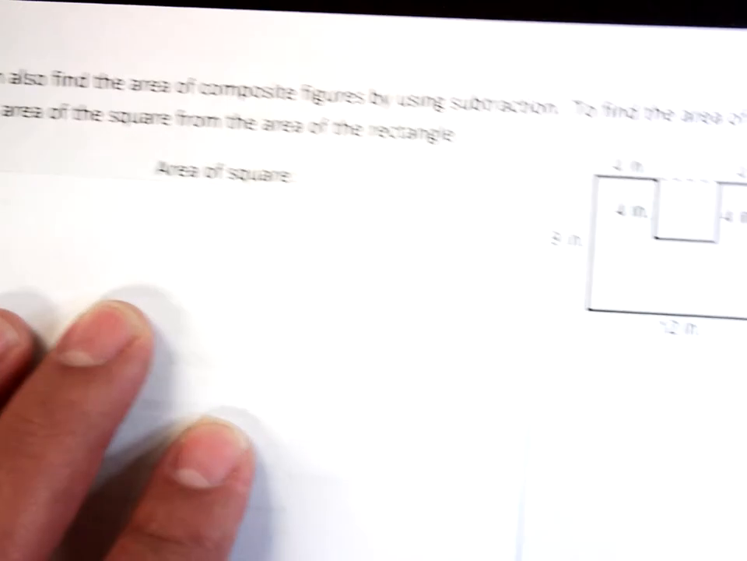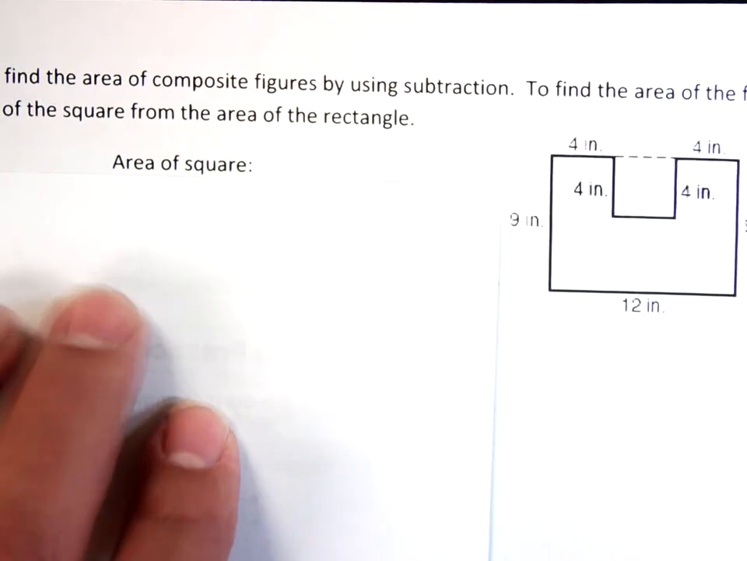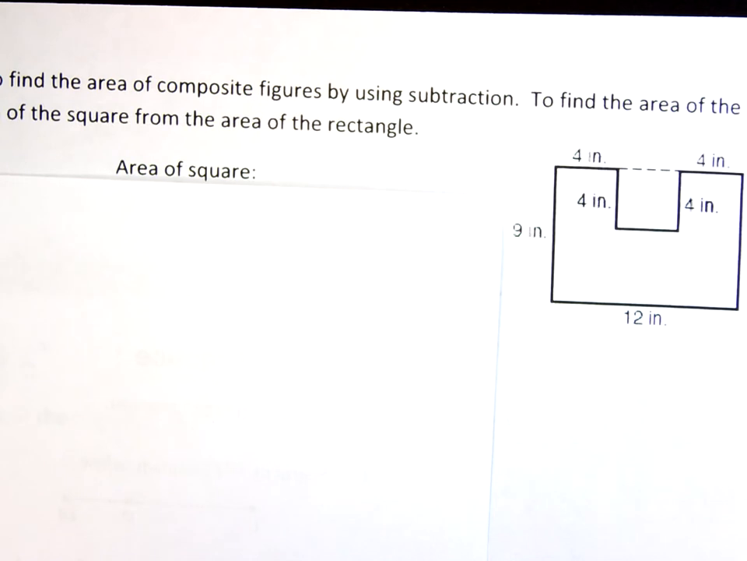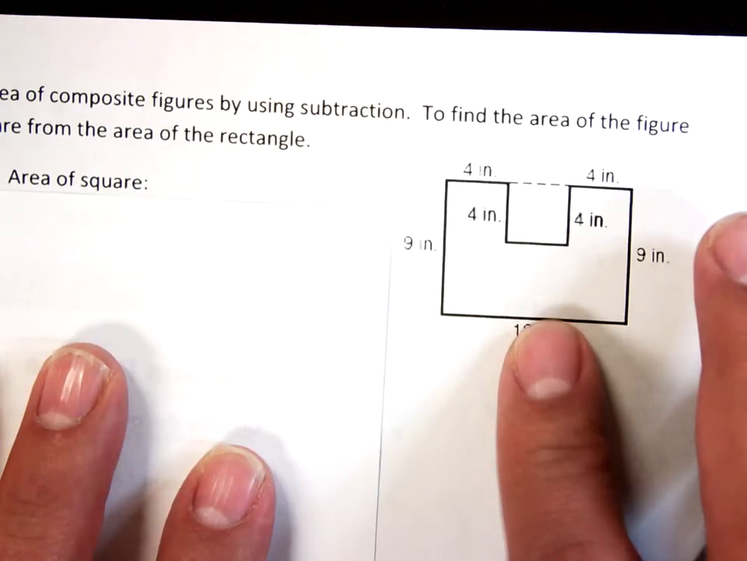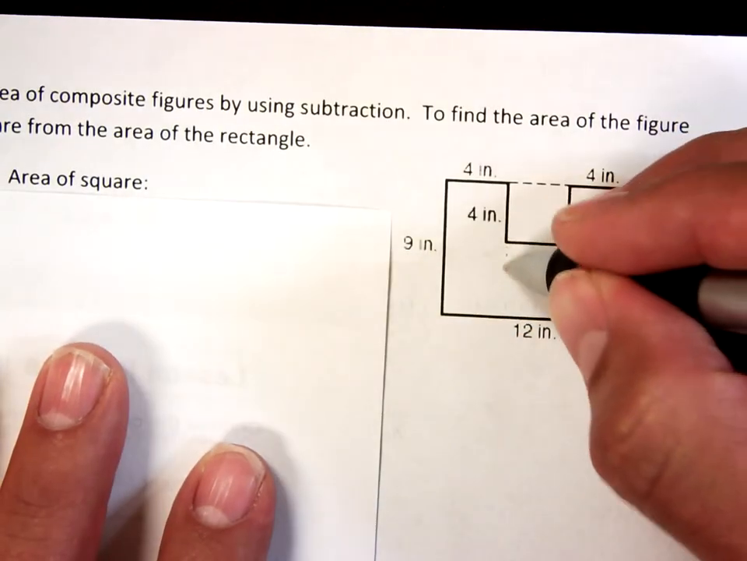So there's another way you can do composite figures, which is by subtracting. Most of the time these kinds of problems involve a hole being cut out of the shape. So you can still do it the other way. You can still break it up and find the area of the smaller pieces and add them up, but sometimes it is easier to find the area of the whole shape and then just subtract the area of the hole. For example, on this one, I could have broken it up.